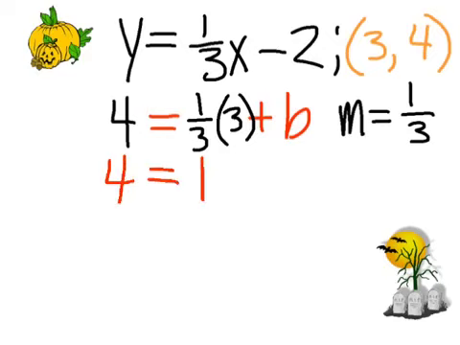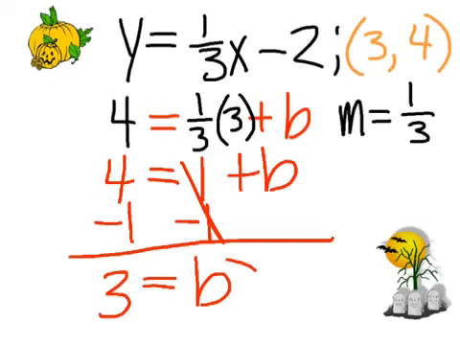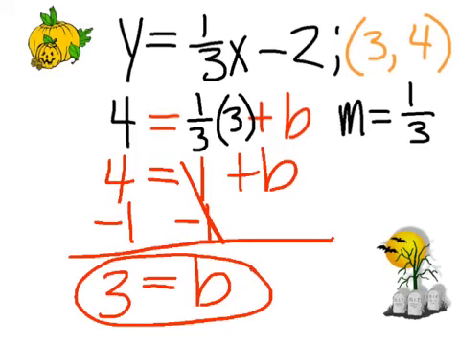What's 1/3 times 3? 1. That's right, 1 plus b. Now we need our b by itself. Subtract 1 from both sides. Good. When we do that, 4 minus 1 is what? 3. And on the right, we will have b. So that's how we find our y-intercept.